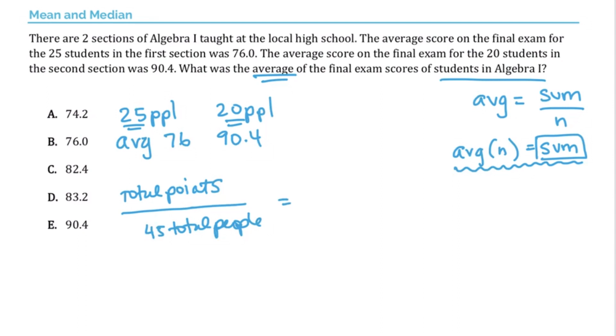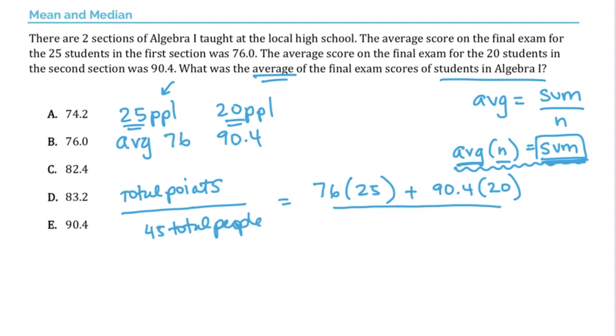So the total number of points from everybody, remember, is the sum. If we look at the first period and we want to know the total number of points that came from those 25 students, that's the same thing as taking the average and multiplying by those 25 students. So the total number of points from the first section is going to be the average of 76 times the 25 people, plus, from our second section, an average of 90.4 times the 20 people, divided by the total number of people, which remember was 25 in the first section plus 20 in the second section.